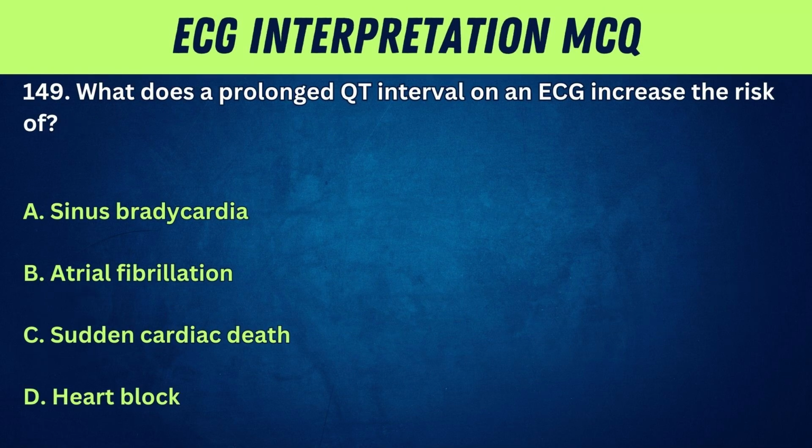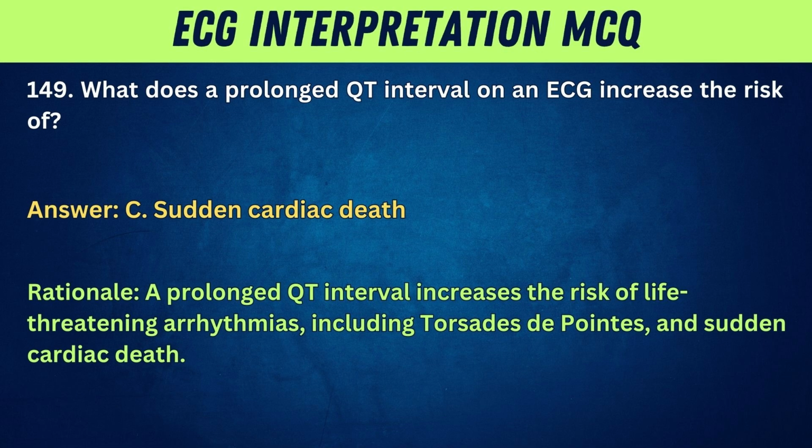149. What does a prolonged QT interval on an ECG increase the risk of? A. Sinus bradycardia. B. Atrial fibrillation. C. Sudden cardiac death. D. Heart block. Answer: C. Sudden cardiac death. Rationale: A prolonged QT interval increases the risk of life-threatening arrhythmias, including torsades de pointes and sudden cardiac death.